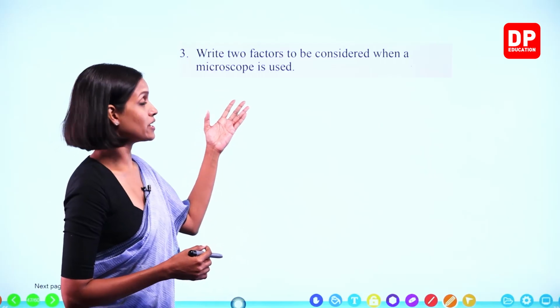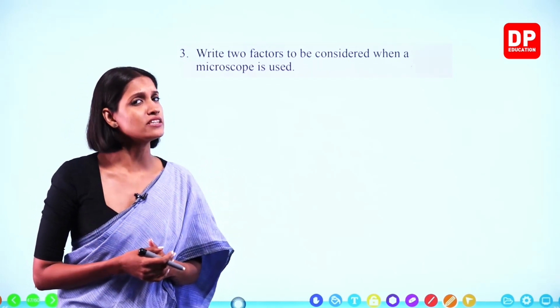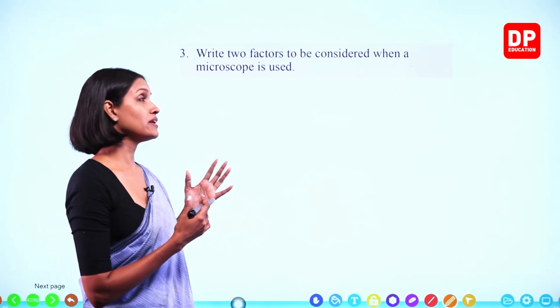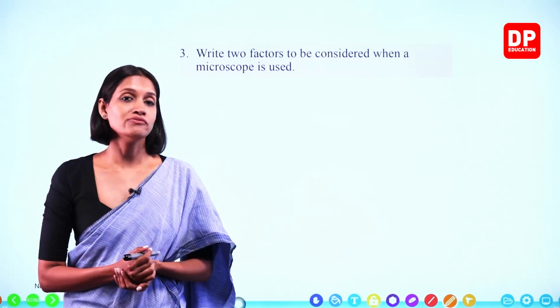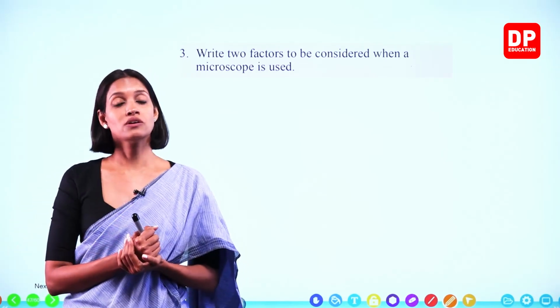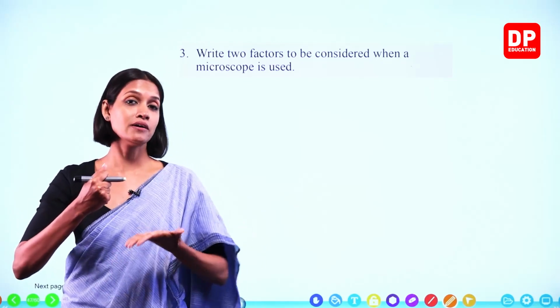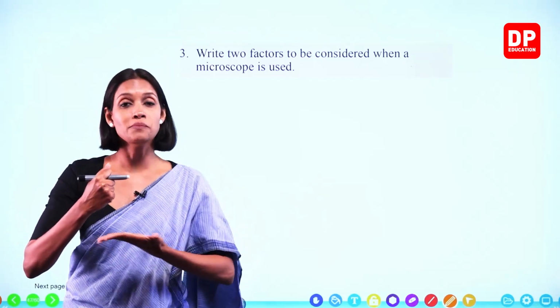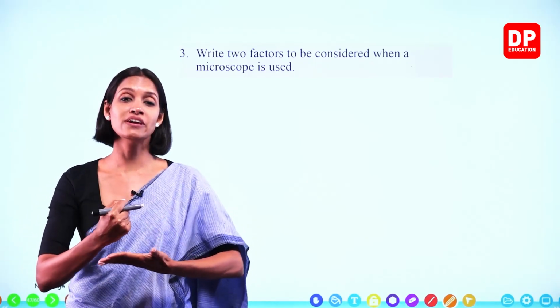Next one. Write 2 factors to be considered when a microscope is used. What are the factors to be considered? Like microscope is an expensive object. When you use it, you have to be careful. What are the things we can do to protect this object? So when you carry the microscope, you have to carry it with both the hands, right? Your familiar hand should be used to hold the arm and the other hand should be kept under the base.